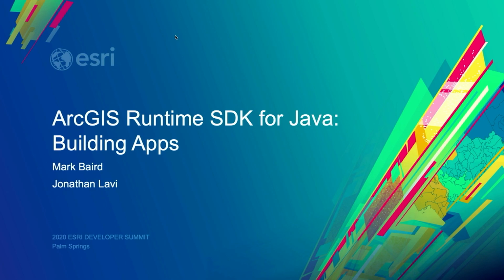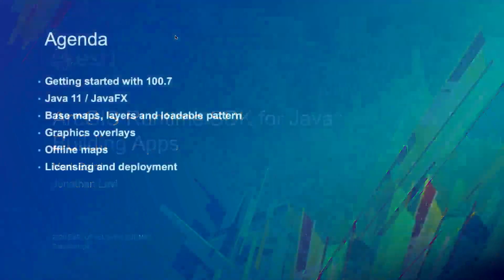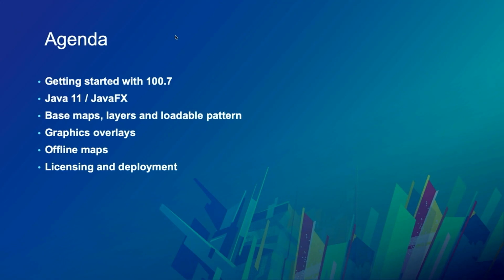Welcome to the session where we're going to be looking at using the ArcGIS Runtime SDK for Java for building applications. I'm Mark Baird and I'm joined with my colleague Jonathan Lavey, and we're both engineers on the runtime team. In this session, we're all about getting started with our latest release of the SDK, which is 100.7.